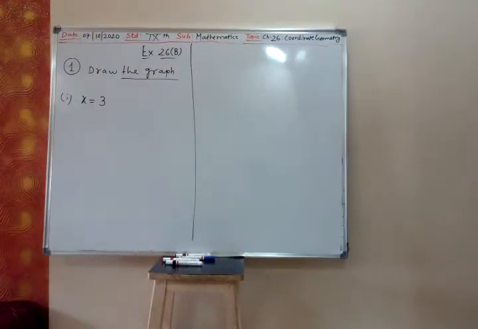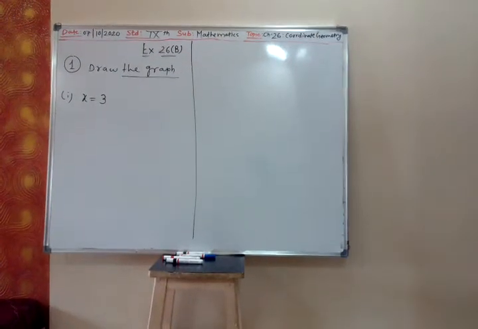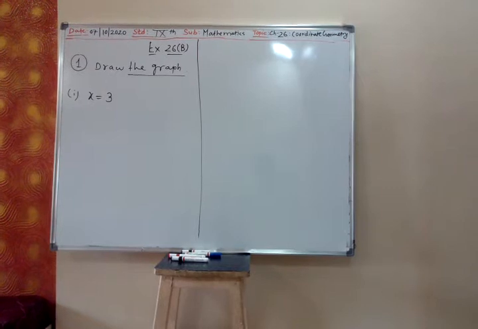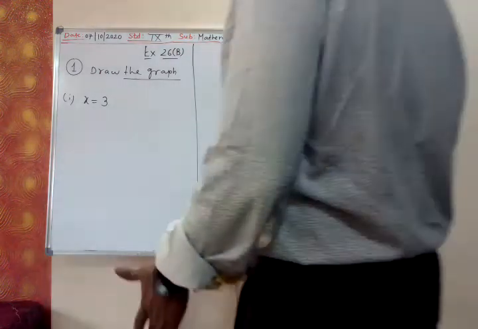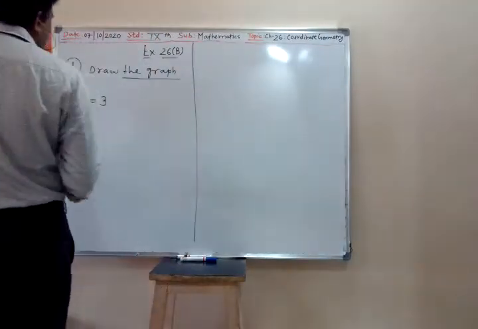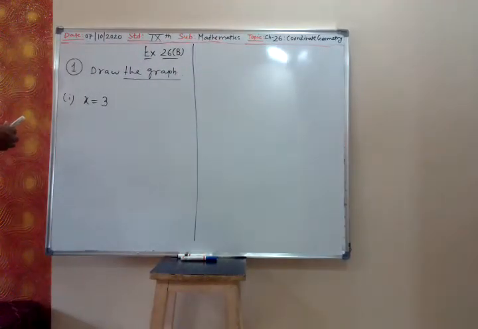B. Draw the graph. Board is clear now. Let us start. In the notebook you draw, because this is a small graph. Draw the graph of x is equal to 3.